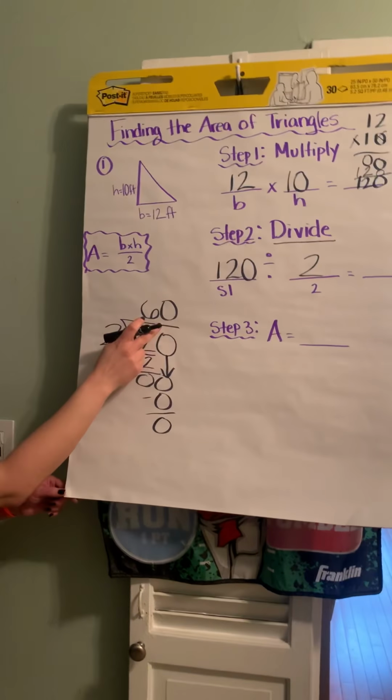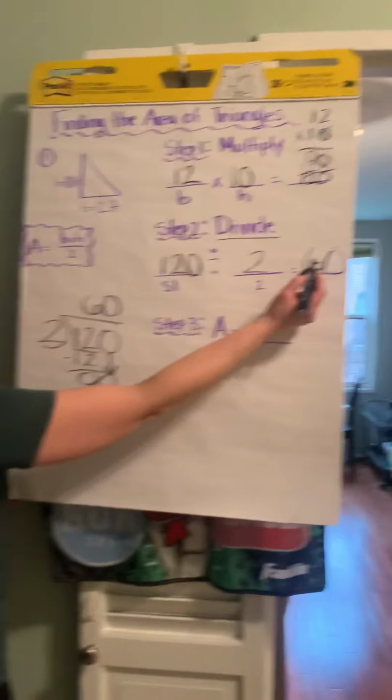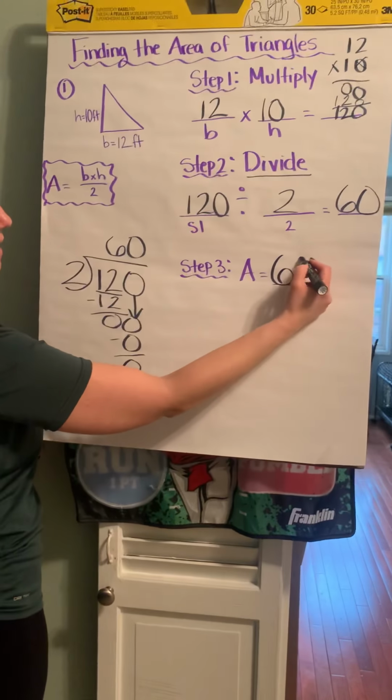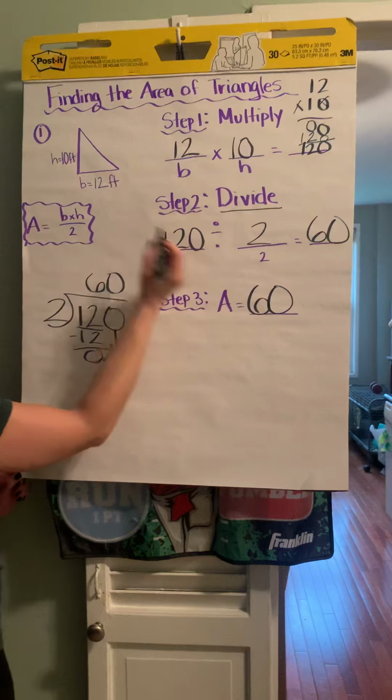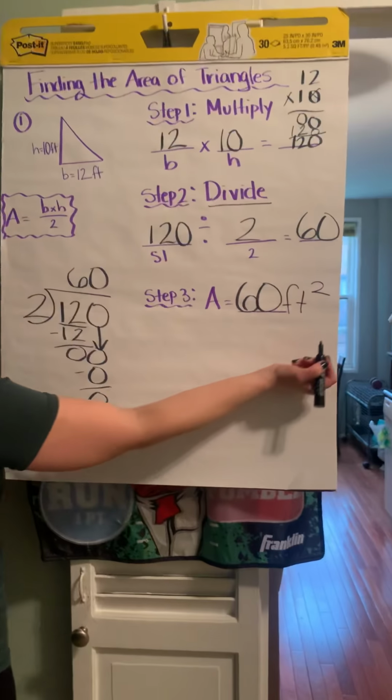So my answer for step 2 is 60. That is my final answer. Now I have to write it as A equals 60. I look for the measurement, it's feet, and then I write my 2.